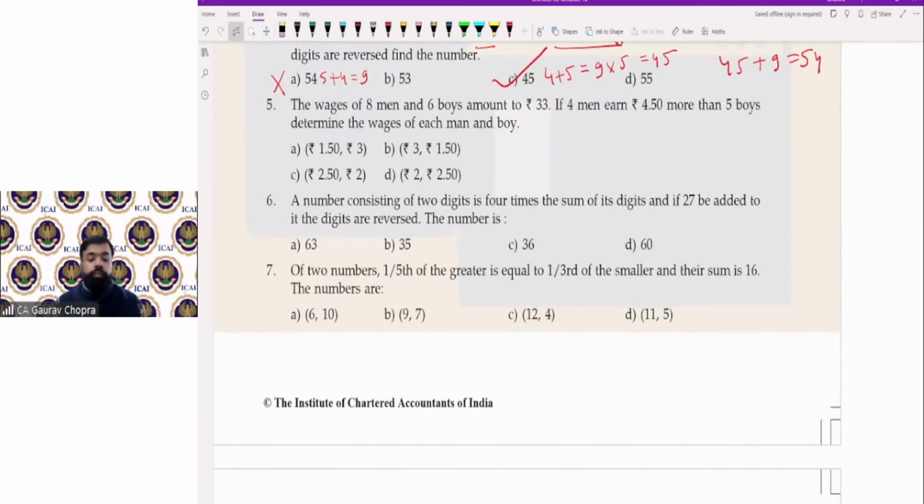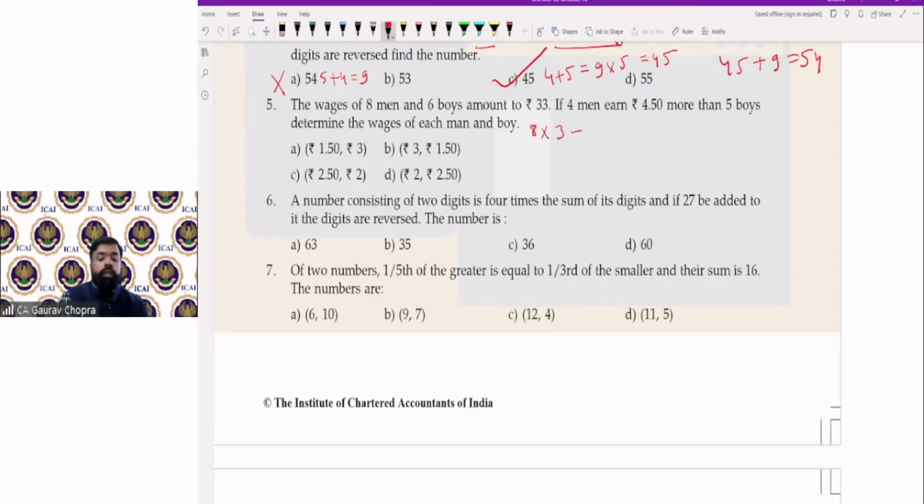Now, fifth one. The wages of 8 men and 6 boys amount to 33. So you have to check how it is possible that the wages of 8 men and 6 boys come to 33. If you think technically, whose salary will be higher, men's or boys'? Of course men's should be higher because of age, seniority, experience, right? So we will not try option A first; we can try option B first.